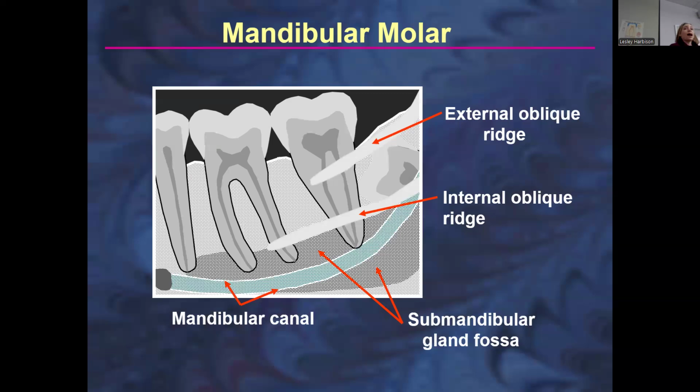And then below that is going to be your fossa, your submandibular fossa. And then within the fossa, sometimes you can see the canal. So it's the same thing as with the premolar shot. It's just we're farther back, and so sometimes you can see it a little bit better.